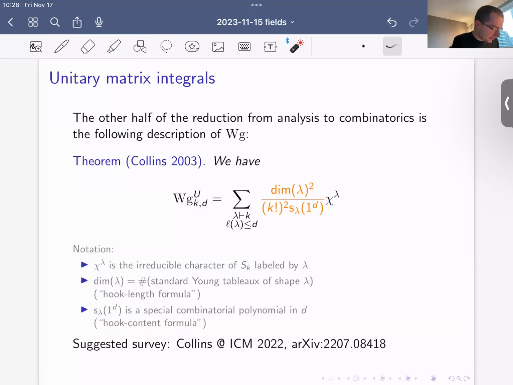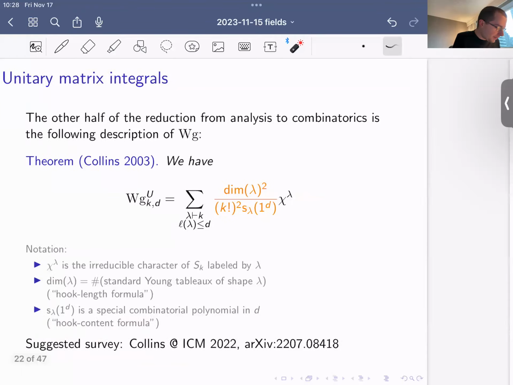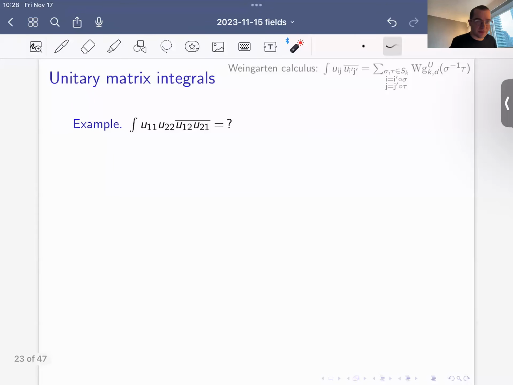If you're interested in either of these theorems, there's a great survey that Collins wrote last year, and you can find it at this arXiv link. So if you want to know anything about this, this is a good place to start. But I'll just give a simple example here of how this works to illustrate this reduction from analysis to combinatorics.